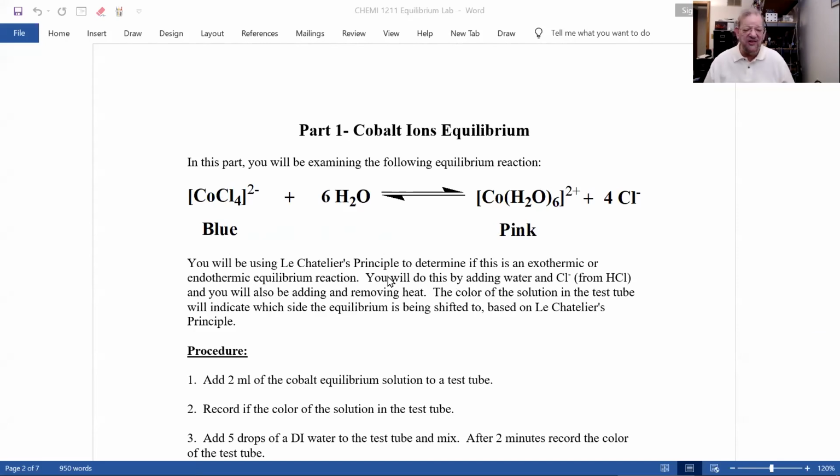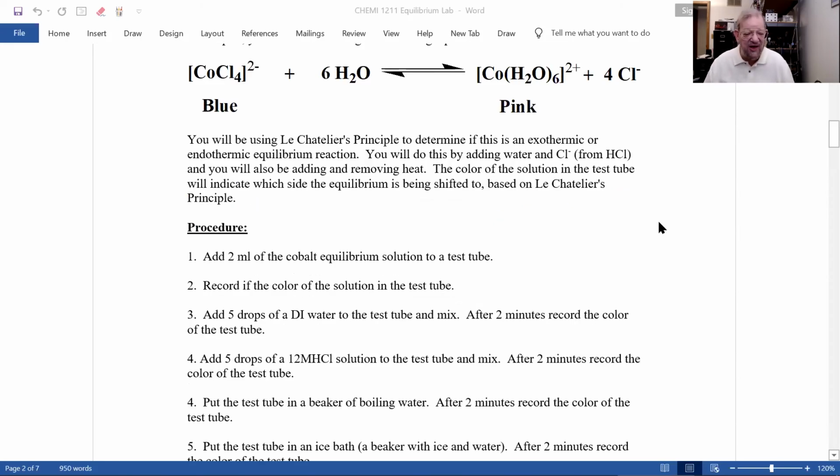And you'll be using Le Chatelier's principle to determine if this is exothermic or endothermic. So does heat go on this side or does it go on this side? You're going to have to find that out. How do we do that? By adding things. In the first part, you'll put the solution in a test tube. Then you'll record the color of that.